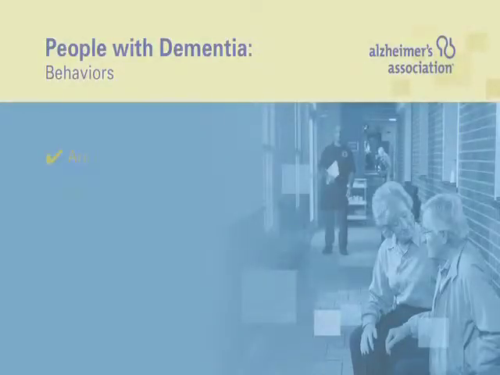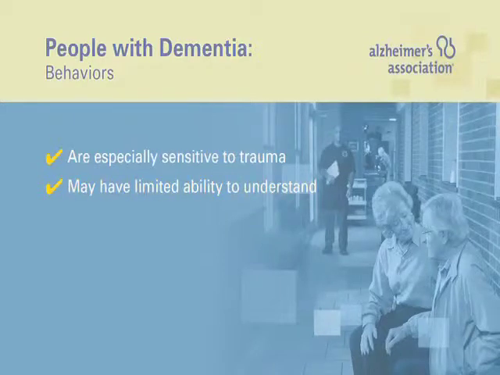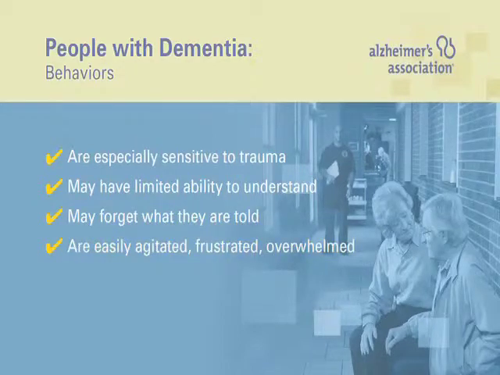Remember that people with dementia are especially sensitive to emotional and physical trauma. They have limited ability to understand what's going on, may forget what they've been told, and are easily agitated, frustrated, or overwhelmed. In these situations, they're more likely to wander off, so someone should be keeping an eye on them. You've now completed all 6 segments of our program. You have some idea of how to identify people with dementia.